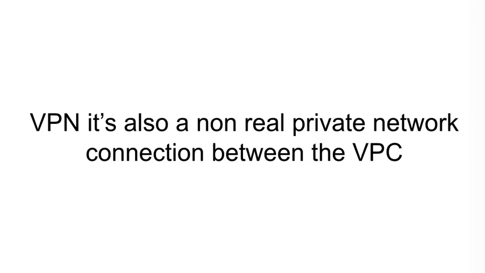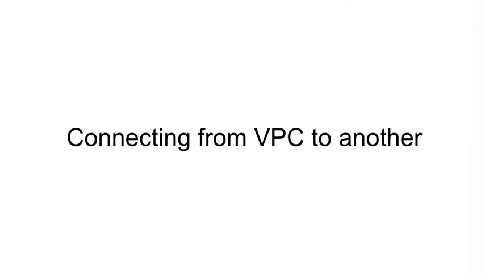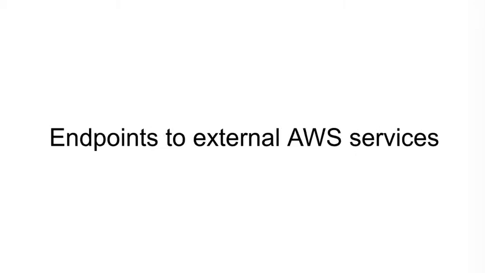VPN is also a non-real thing. You use VPN in order to interconnect your own virtual private clouds, and you host your actual applications inside your VPC. So in your VPC, you host the actual application, the server, the disk. This is where you host the things. And when you need to connect to external stuff, then you use the endpoint. And when you need to connect one VPC into another VPC, then you use the VPN, the virtual private network. I'm repeating this on purpose so these ideas will get inside your brain. And endpoints, you use endpoints in order to connect to external AWS services.